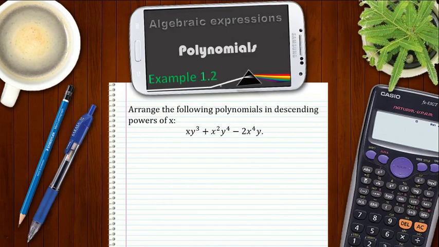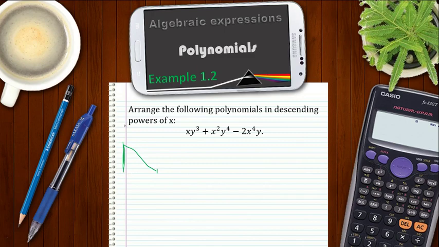Example 1.2, so arrange the following polynomial in descending powers of x. Now, what does descending mean? Descend means I am going down. So that means if I'm descending, I'm going down. It means I'm starting with the highest value going to the lowest value.